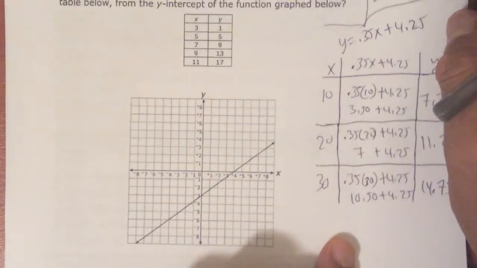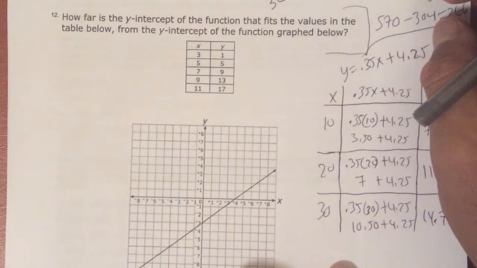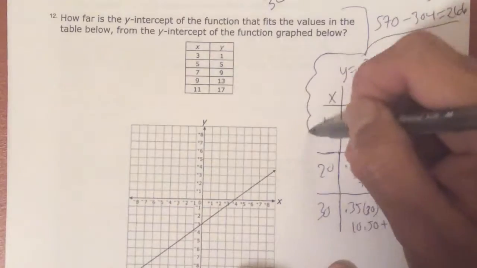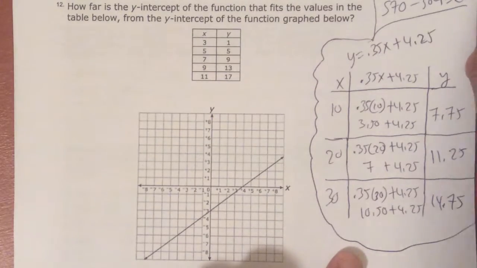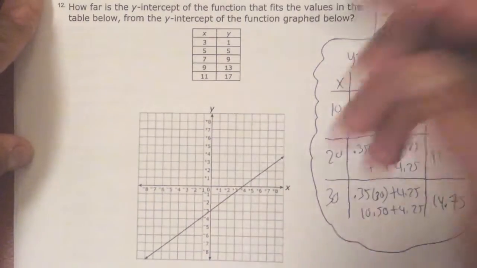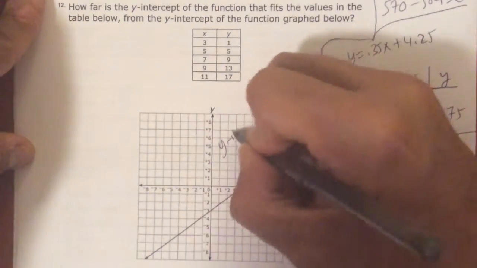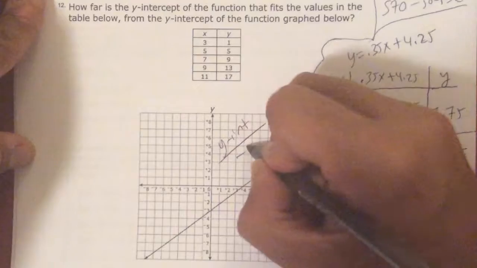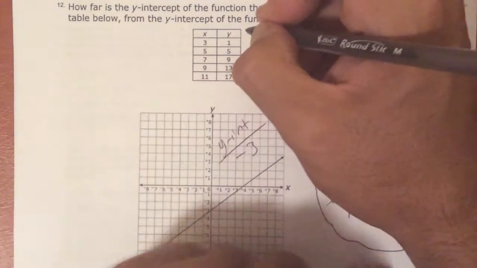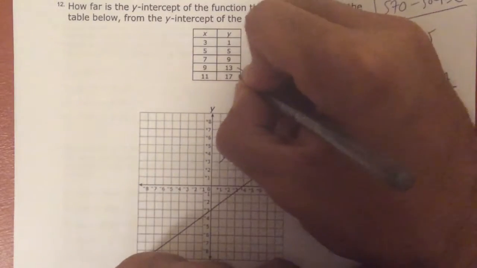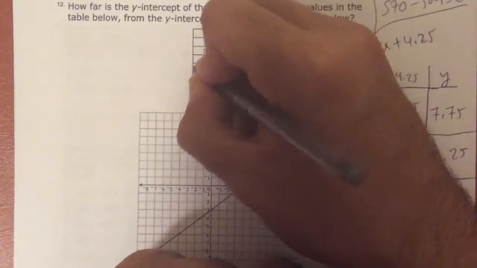Now, let's do number 12. How far is the y-intercept of the function that fits the values in the table below from the y-intercept of the graph? So, let's find the y-intercept of each. Let's start with the graph. The y-intercept of the graph, as you can tell, is -3. Now, to be able to find the y-intercept of this table, I need to find the slope.